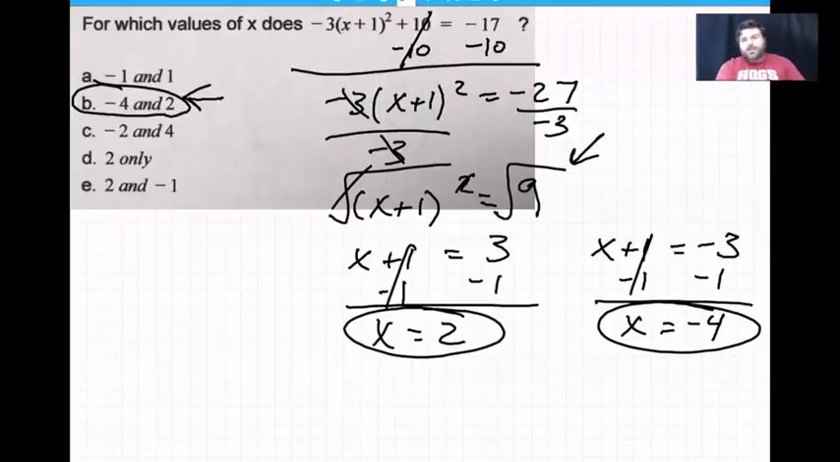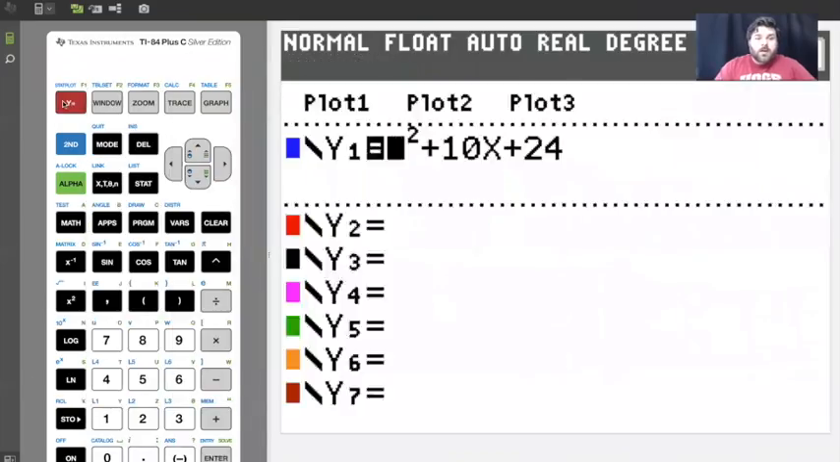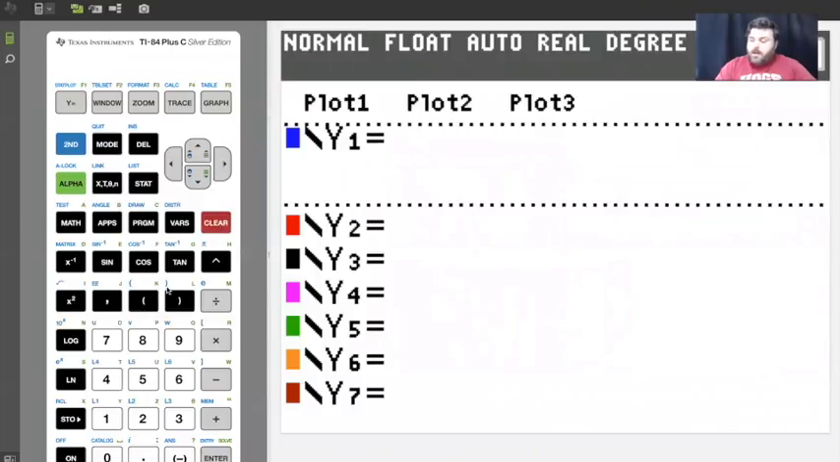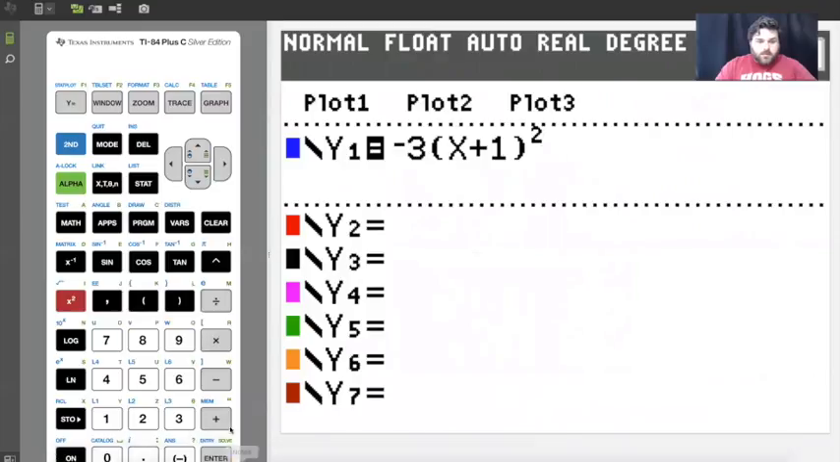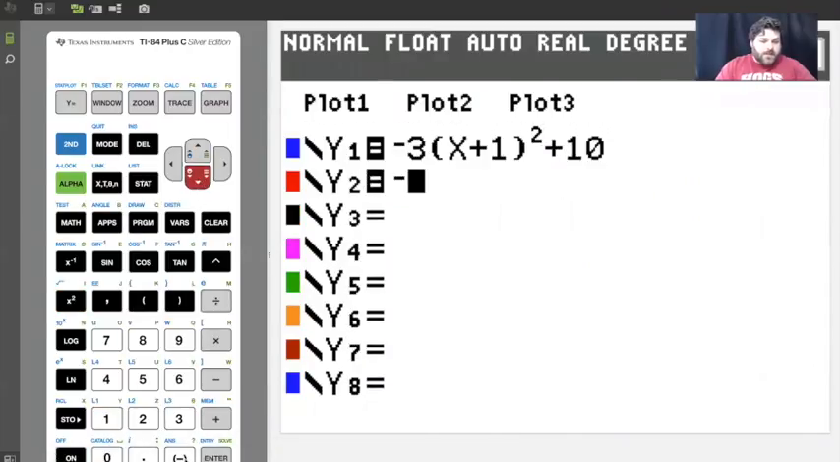Now, we could have graphed this using our graphing calculator, right? We could have graphed the left side and graphed the right side. This would have been pretty straightforward as well. So if I graph the left side, I get -3 times (x plus 1) squared plus 10, and that's equal to negative 17. So I graph the left side, graph the right side.